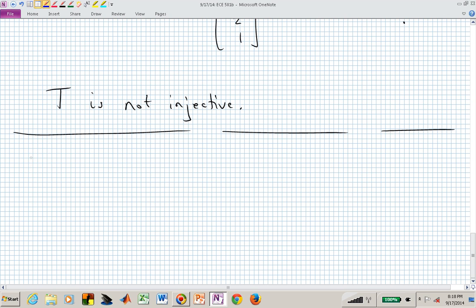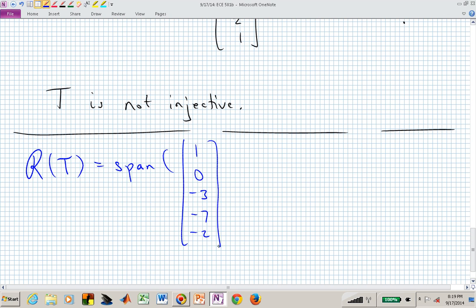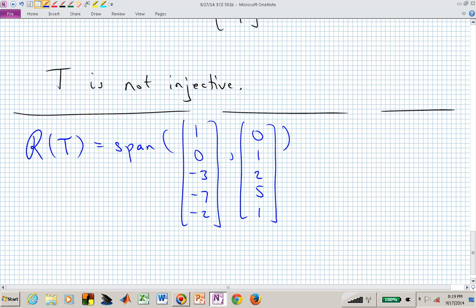Let's now look at the range of this linear operator T. The range of T is now equal to the span of 1, 0, minus 3, minus 7, minus 2, and another vector 0, 1, 2, 5, 1. And we looked at that last time. We set x equal to 1, y and z equal to 0, then x to 0, y to 1, z equal to 0, and x and y to 0 and z equal to 1. That produced three vectors. Those three vectors were not linearly independent, and we can then remove one of the vectors from that spanning list of three and end up with just two linearly independent vectors that span the same subspace that the three did.